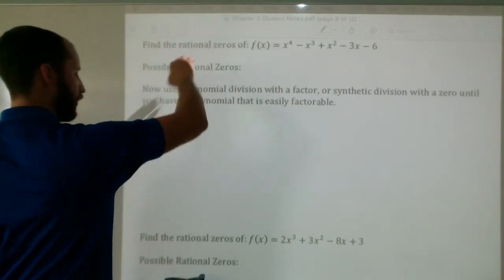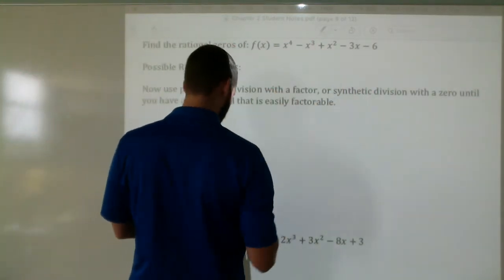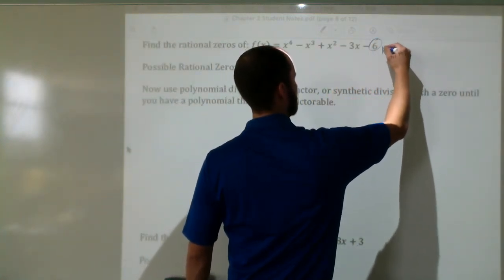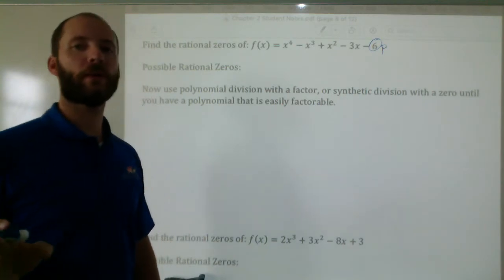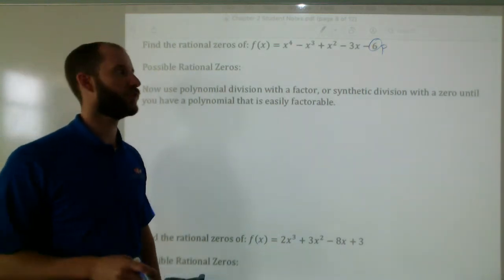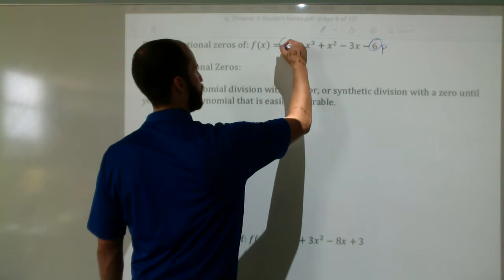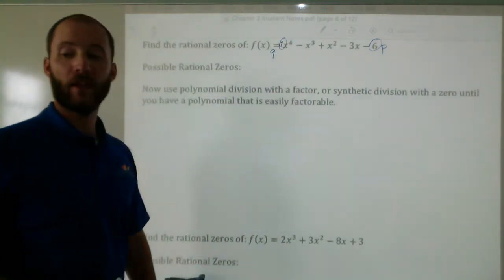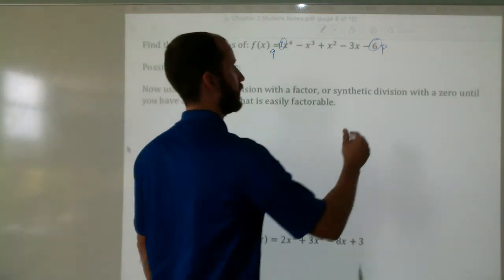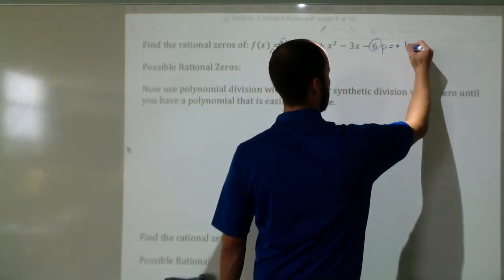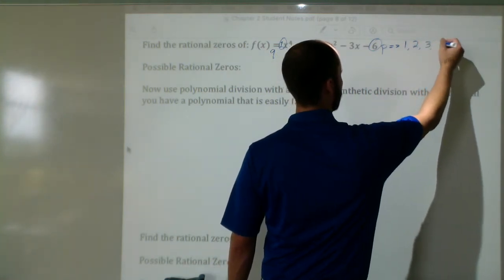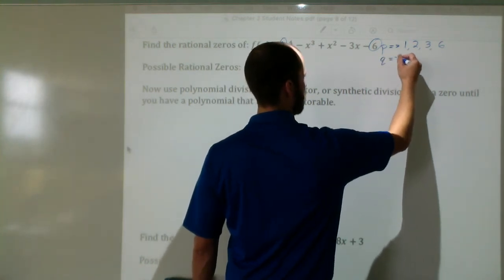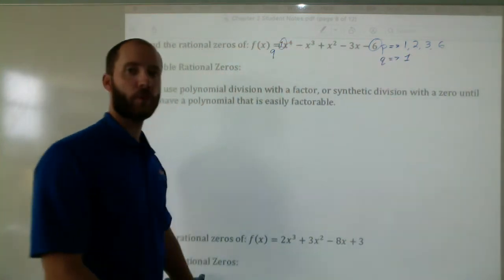So find the rational zeros of this function. Our constant term is 6, and I'm not going to worry about whether it's positive or negative, just look at the numeric value, 6. And our leading coefficient, okay, technically there's a 1. So our factors of p are 1, 2, 3, and 6. Our factors of q are just 1.